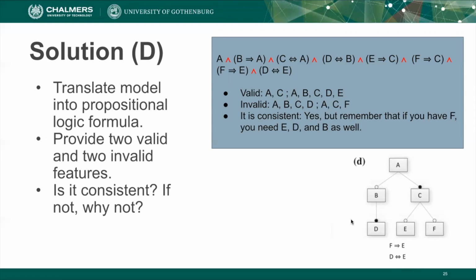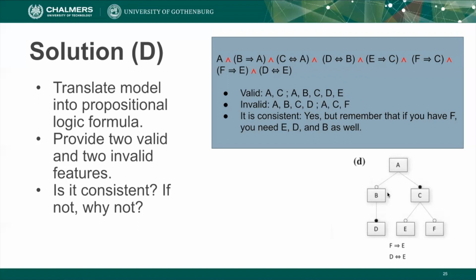Okay? So this is, again, a consistent model. AC would be a valid selection. Or we could have, say, A, B, C, D, E. That would be just fine. And we skipped F. That'd be fine.